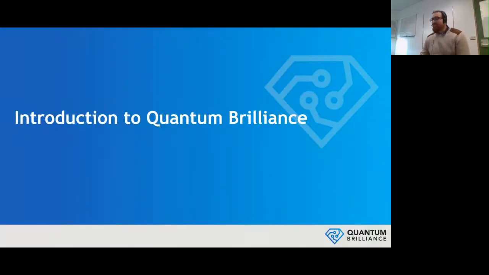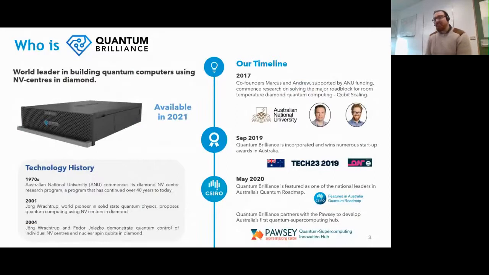So who is QuantumBrilliance? We are the first and the world leader in building room temperature quantum computers using diamond NV centers. Where it got started was actually in the 70s, because we are a spin-off out of the Australian National University when they commenced the diamond NV center research program. The work started with real pioneers in solid-state physics. They worked to first show quantum computing is possible using NV centers, and then later to demonstrate that quantum control is possible. But after the early 2000s, the work stopped.